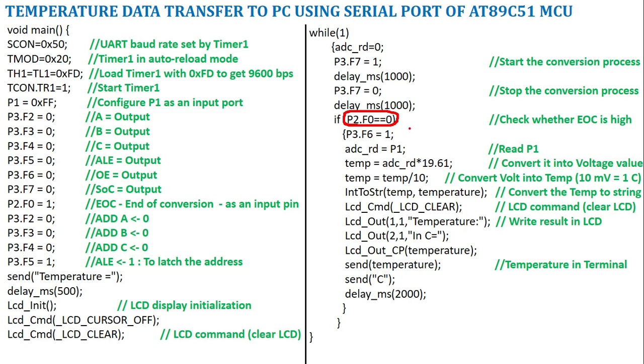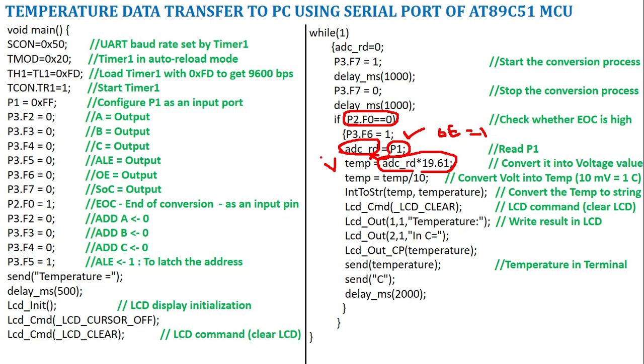Once it is done, I am enabling the output, so output enable is set to 1. Then I am reading the data from port 1, moving it to the variable ADC_RD. Then this value should be converted into a voltage. To convert it into a voltage, I take this value and multiply it with the resolution of your ADC. So this gives the voltage value.